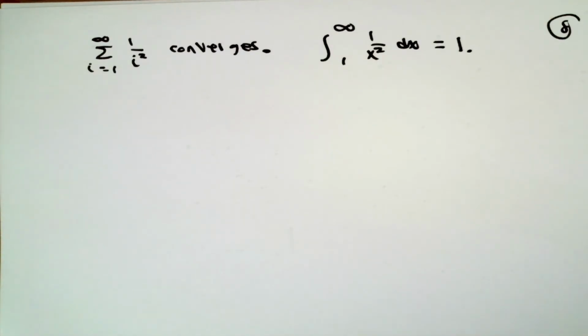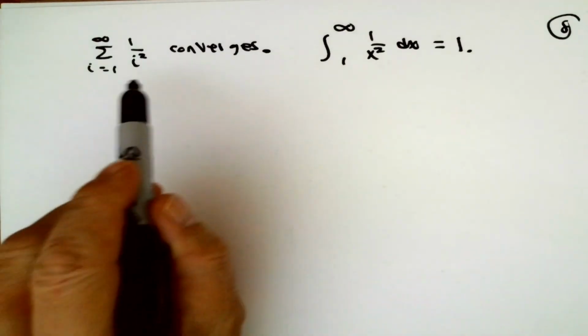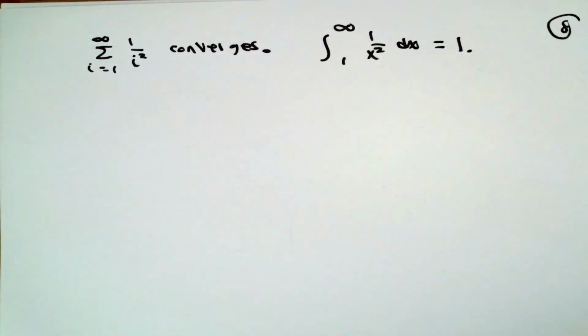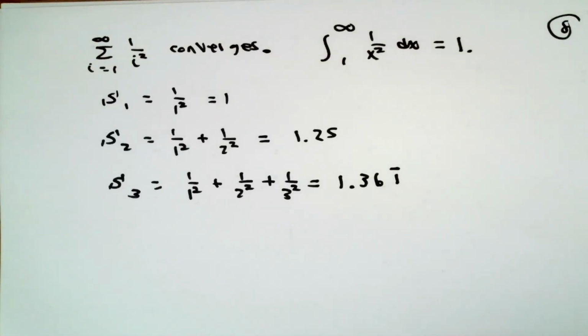But a common point of misunderstanding is that some people will think that the infinite series converges to this value 1, which is not right, and I'll show you this in a second by looking at a few of the partial sums. If I just look at the first three partial sums, the first one is 1, the second one is 1.25, the third one is 1.36, and so on.